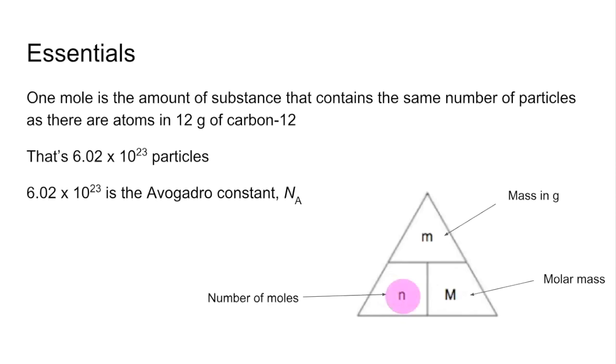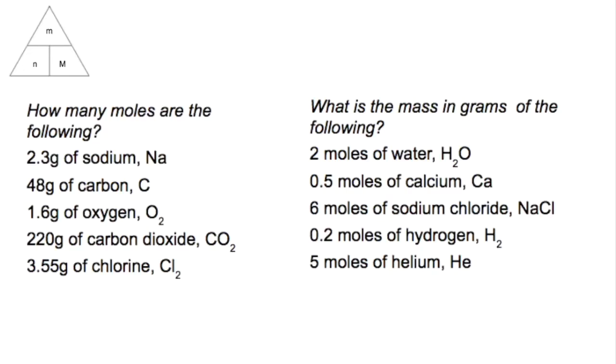So if you want to calculate the number of moles, it's mass in grams over molar mass. If you want to calculate the mass you would need, it's moles times molar mass. And if you want to calculate the molar mass of something, it's mass over moles. So we'll put that formula triangle into practice by doing these calculations. So if you want to pause the video, have a go, and then play on for the answers.